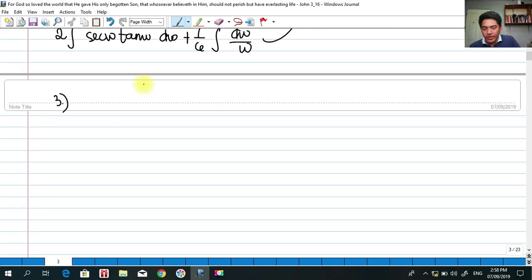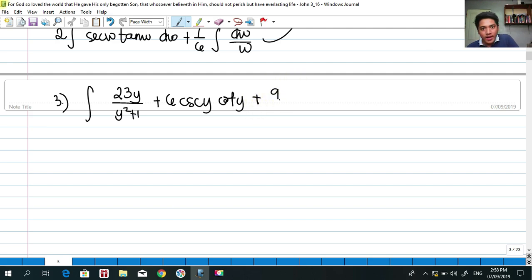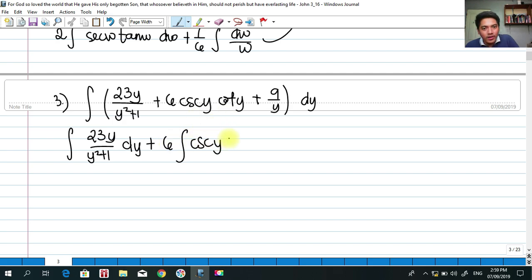Let's try another problem. For number 3, we have the integral of 23y over y squared plus 1, plus 6 cosecant y cotangent y, plus 9 over y, dy. They are all in dy. So what will happen here? First, we have to distribute the integral symbol again. I factor out the constant 6 from the cosecant y cotangent y dy, and 9 over y is simply 9 integral of dy over y. We can factor out 9 outside of the integral, and also factor out 23, so we are left with y here. Okay, so how do we integrate this?